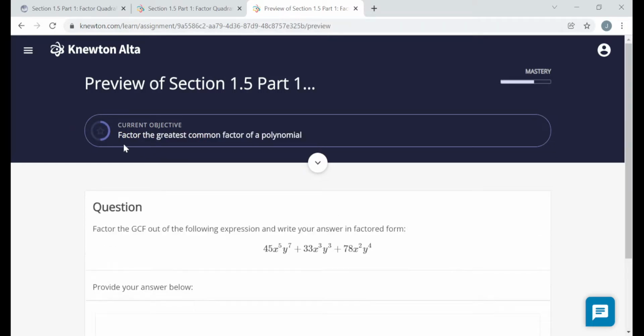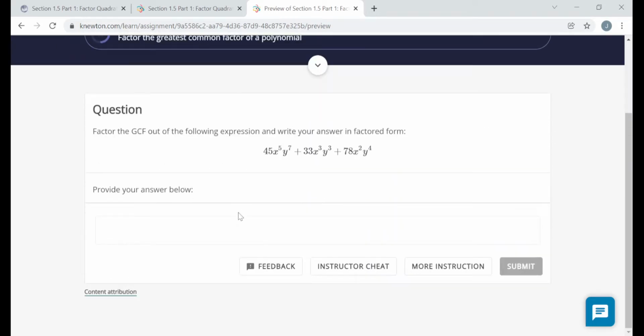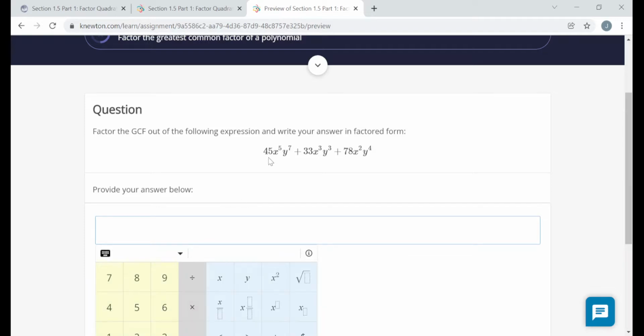Alright, so now we're back to the factoring the greatest common factor of a polynomial. And again, I've written out a couple of these. This one is factor the GCF out of the following expression. Write your answer in factored form. So 45, 33, and 78.